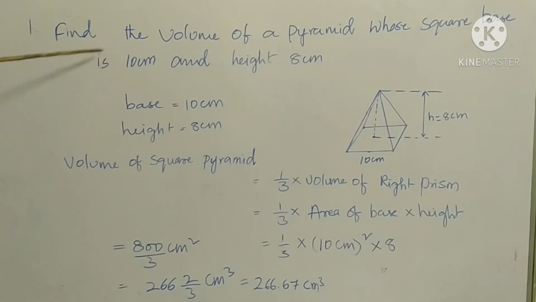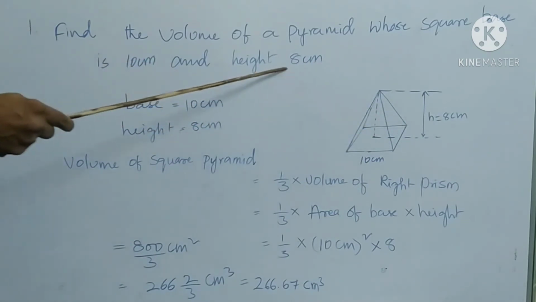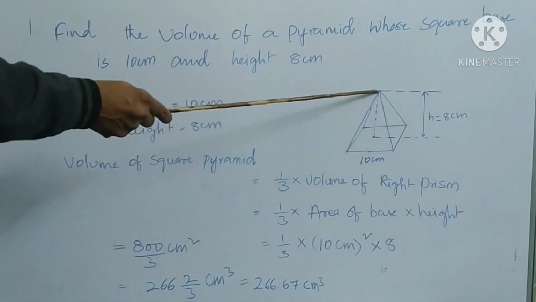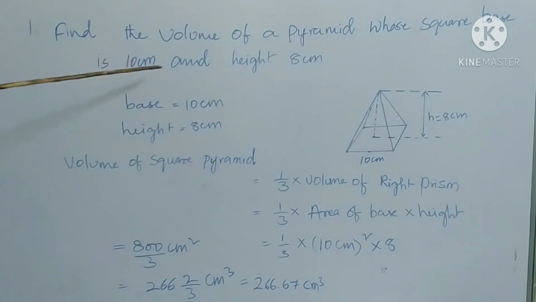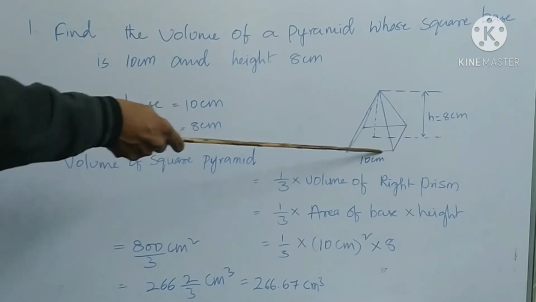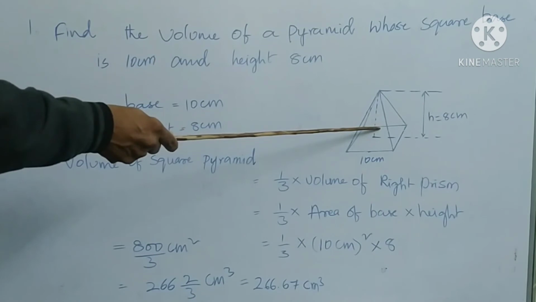This is the first question from Do This. The question is volume of pyramid. We have to find the volume of a pyramid, that is a square base pyramid. Find the volume of a pyramid whose square base is 10 centimeters and height is 8 centimeters. So this is the square based pyramid. The height is 8 centimeters, from the base to the topmost point. The base is 10 centimeters. This side is 10, this side is 10, this side is also 10, this one is also 10.